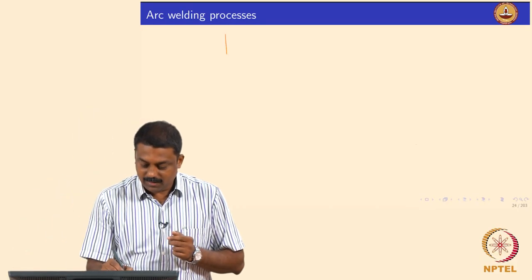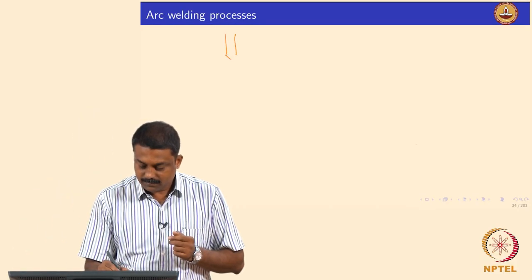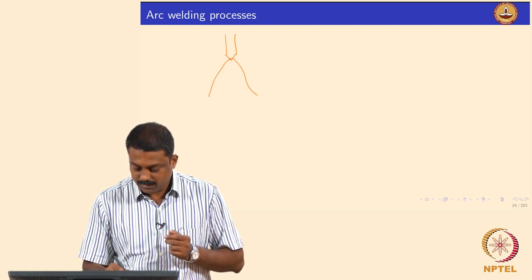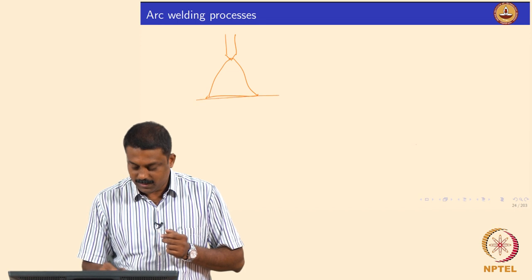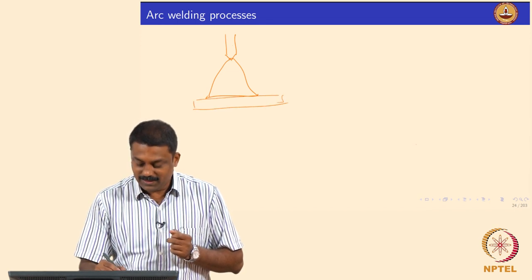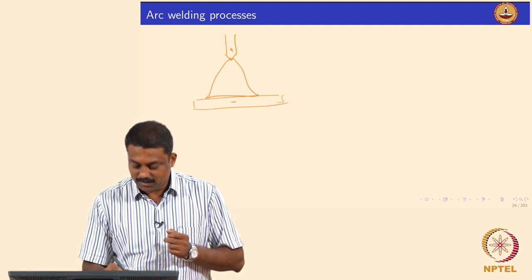Okay, so last class we were looking at the distinct regions in an arc, right? So we saw three regions. What are the three regions we saw in an arc? Suppose you have an arc, you form a beautiful... I'm not a good artist, but still you can imagine. Suppose this is our anode and this is cathode.